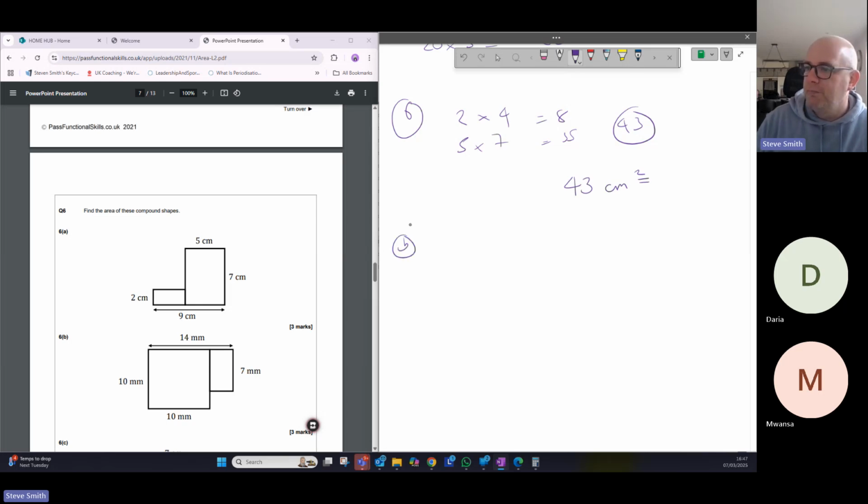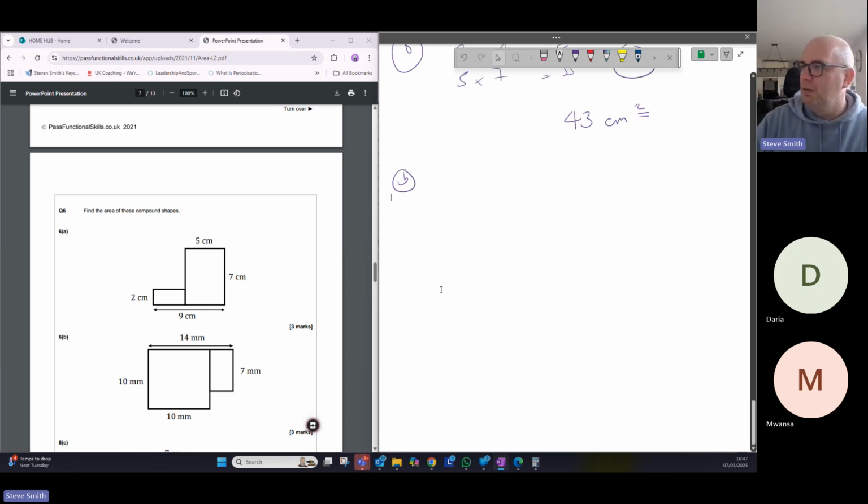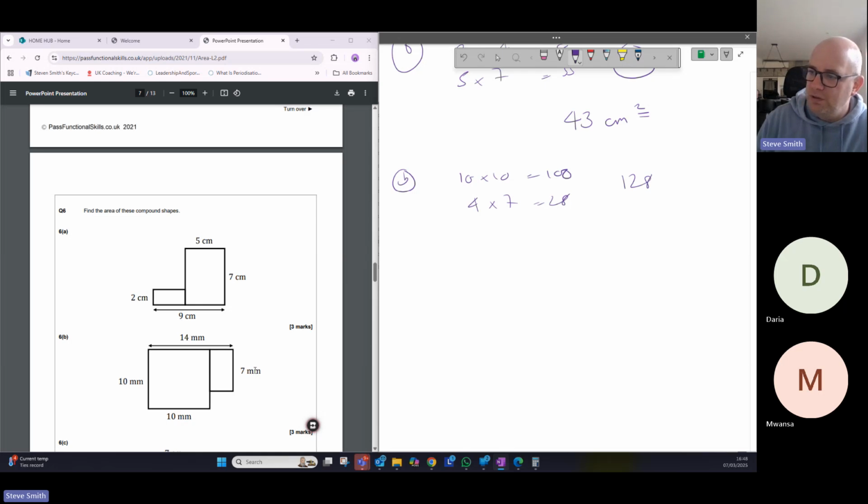Question B, a little bit different. It's split up, but obviously we've got 10 times 10 there equals 100. And we've got 7 and a 14 all the way along. 14 take away 10 is 4. So we've got 4 times 7 equals 28, so 128. And this one's different. It's in millimeters and it's still squared.